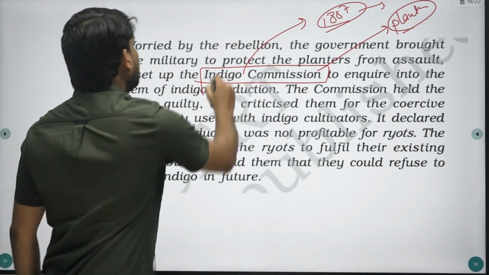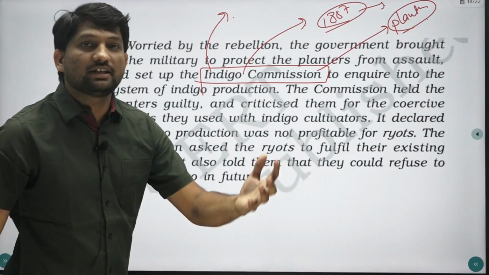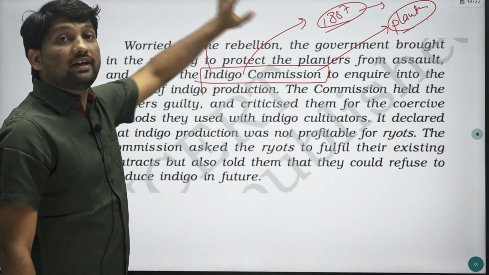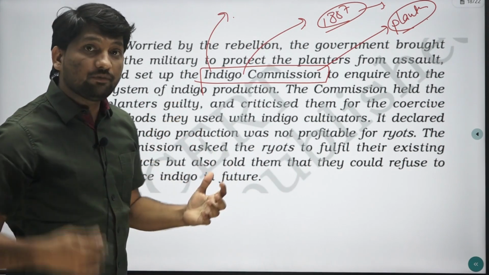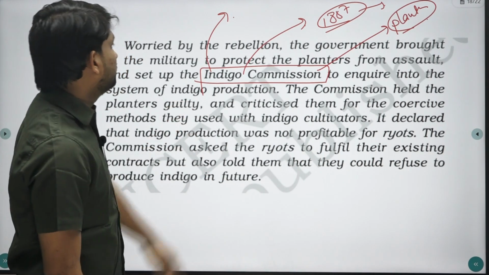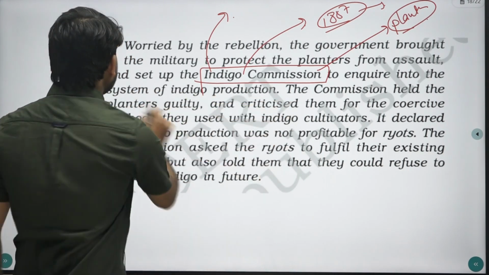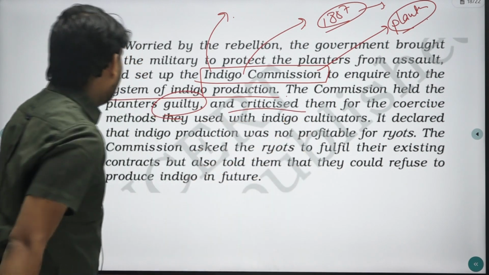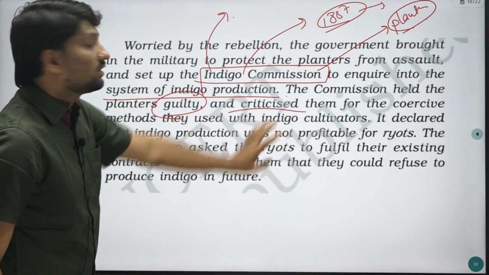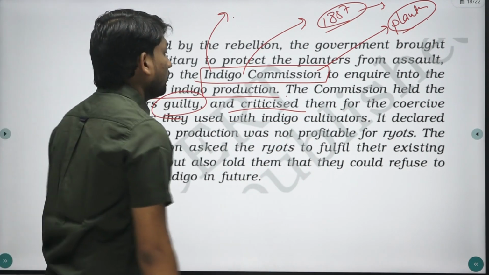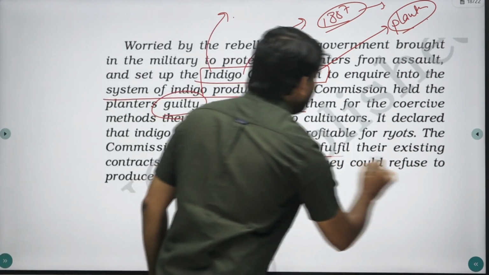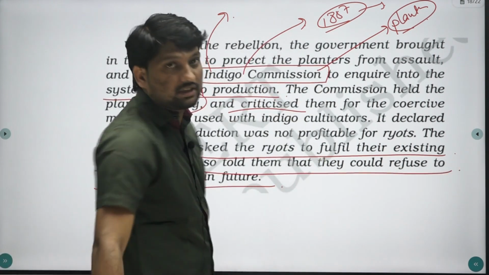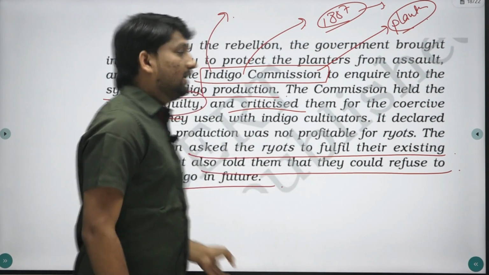So they did blame these planters, but they said if a rayat already has a contract with the planters, they must finish it. Means the rayat now doesn't have the option if they had already signed a contract with these planters. But in the future, the rayat can decline to grow indigo. So they set up this Indigo Commission to inquire into the system of indigo production. The commission held the planters guilty and criticized them for the coercive methods they used with the indigo cultivators. It declared that indigo production was not profitable for the rayat. The commission asked the rayat to fulfill their existing contract, but also told them that they could refuse to produce indigo in the future.